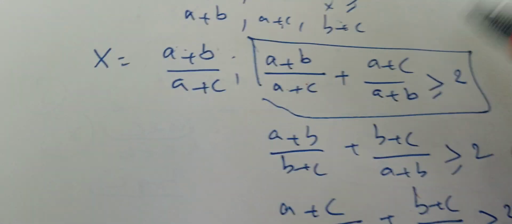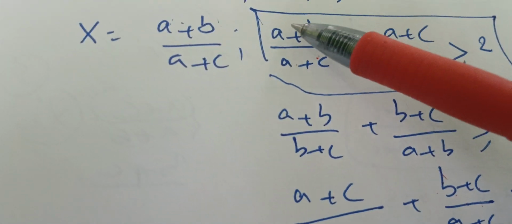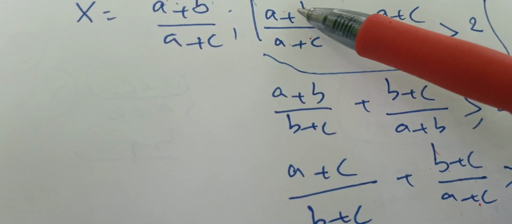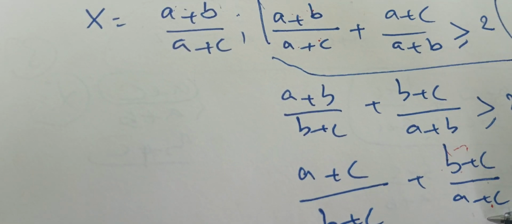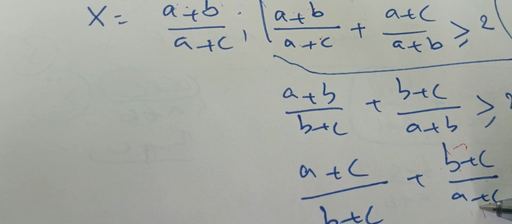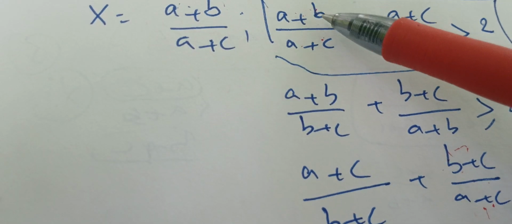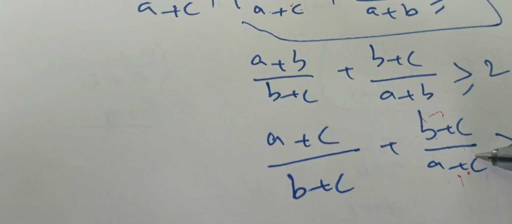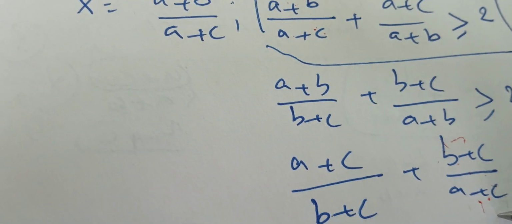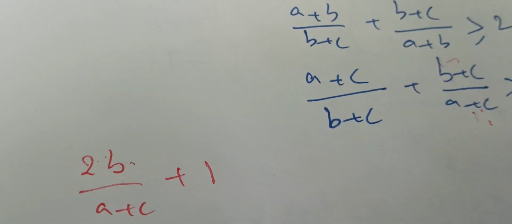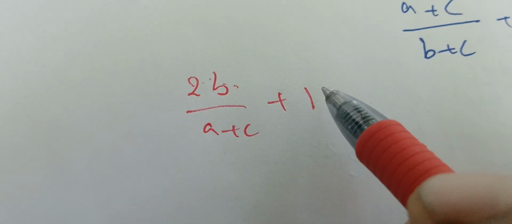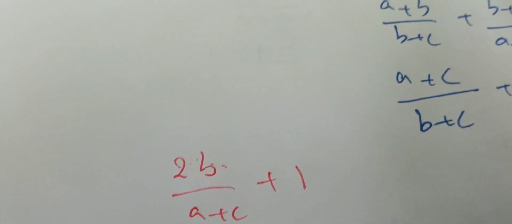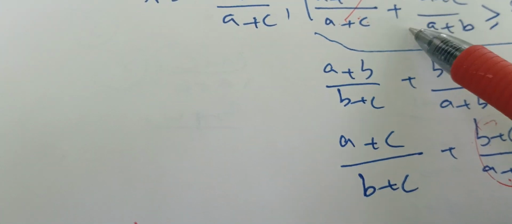Okay, I hope that you're going to see this one. So if I add these two, I'm going to have a plus c over a plus c, which is 1, and b over a plus c plus b over a plus c, which is 2b over a plus c. Okay, so this one will give me this result here, and I see the same thing here. It's going to work for the other two.